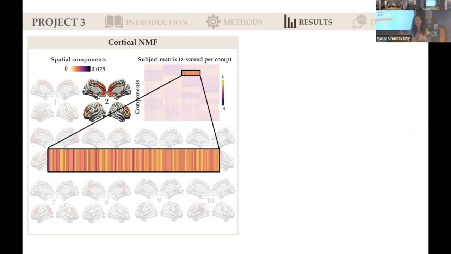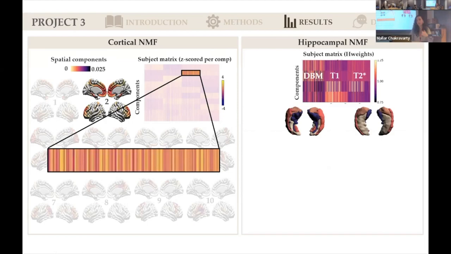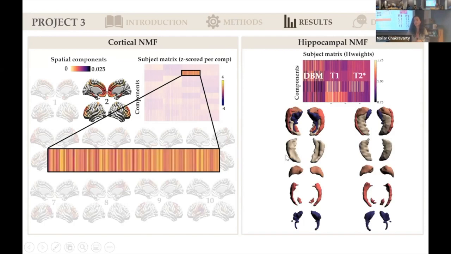We did a similar approach for the hippocampus, voxel-wise this time, and we obtained four components that you can see here. Component one was mostly in the body and tail, component two was mostly in the head of the hippocampus, component three was mostly in the lateral region, and component four was mostly in the medial region of the hippocampus.